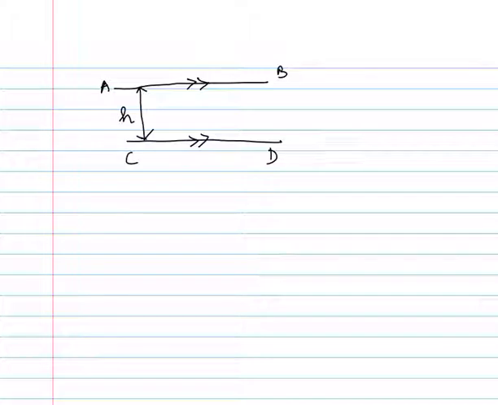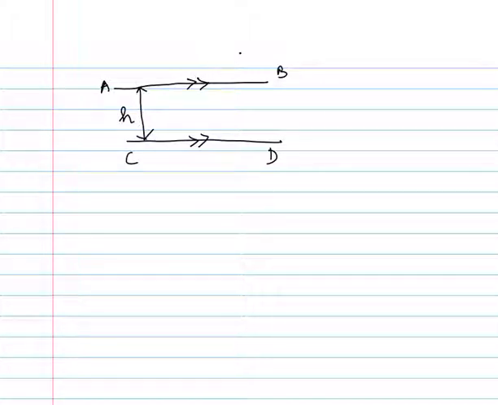Let us say these are two parallel lines. Parallel lines are the lines which never meet and they are always equidistant. So the distance between these two parallel lines AB and CD will always be h. Let h be the distance between these two lines.